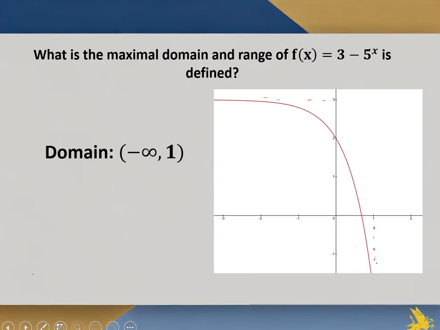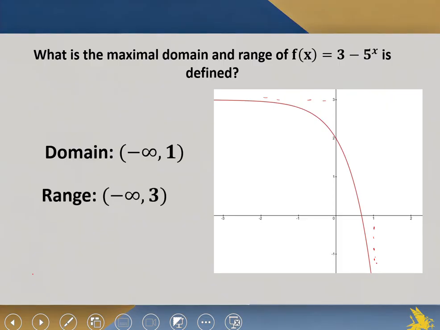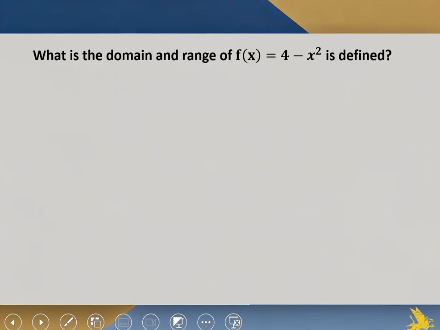So this helps us out in terms of our domain. It means that it will not equal 1. It's going to be all the way down to the infinity. For my range will be the same thing. It will be 3 is the highest point. It can't equal to it though, but it's going to go all the way down to infinity.